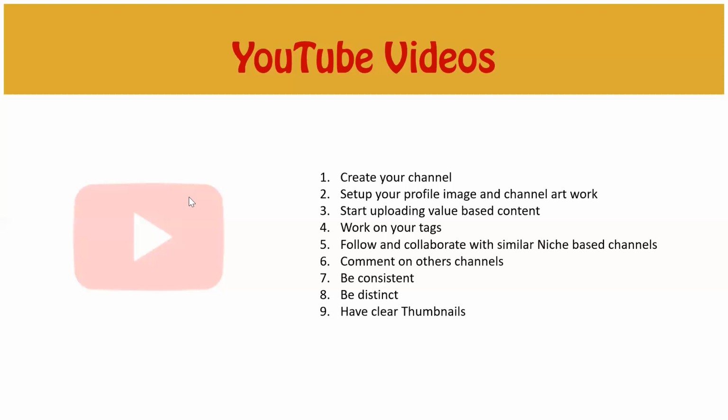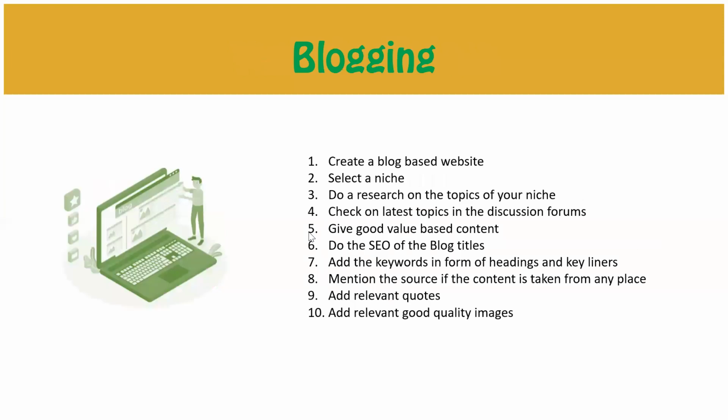So that is about the YouTube videos. Follow these basic things and you will realize, yes, slowly you are starting to gain a lot of followers. Next, coming to the second type, or how you can start affiliate marketing. The second way or second method is to write a blog.